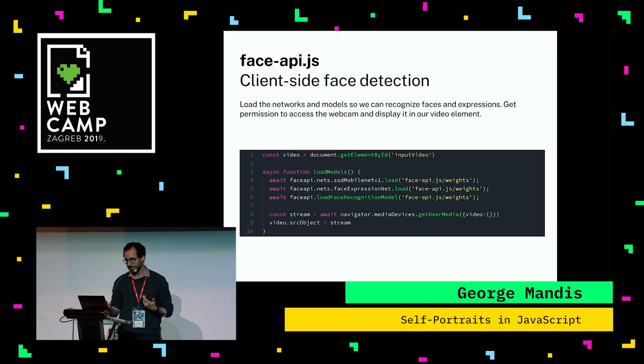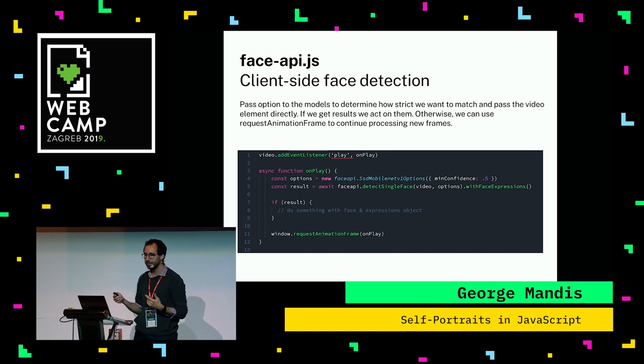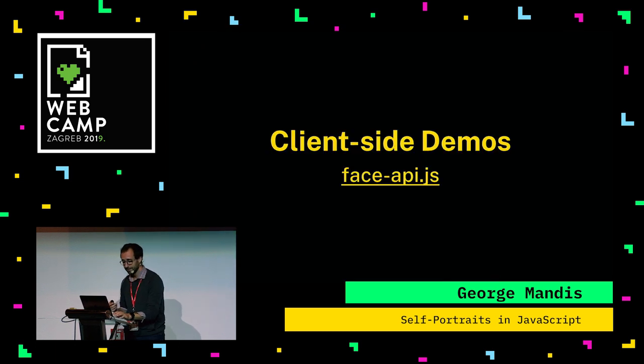So we load those models, and then once they're loaded, we specify a few parameters we want to pass to the faceapi object, and then we call a method called detect single face, or multiple faces is a different method, and we try to see if there's anything there, and then we act on the results. Let's see what that looks like.